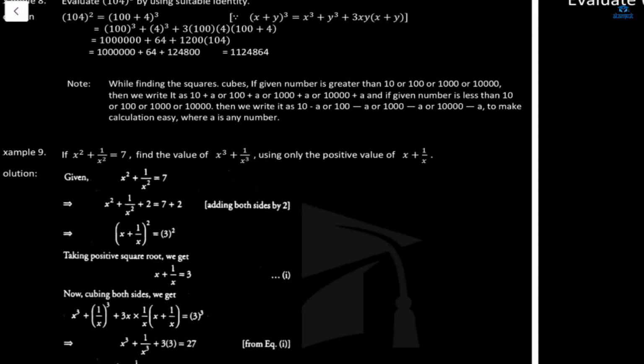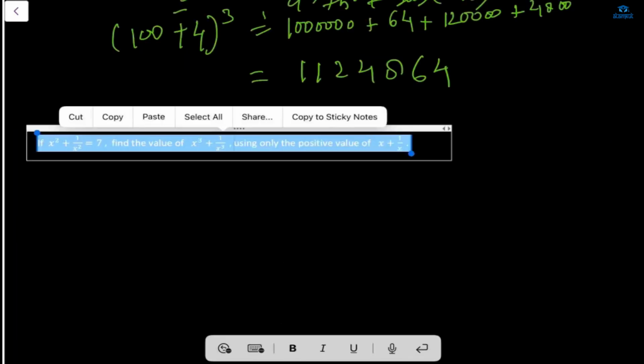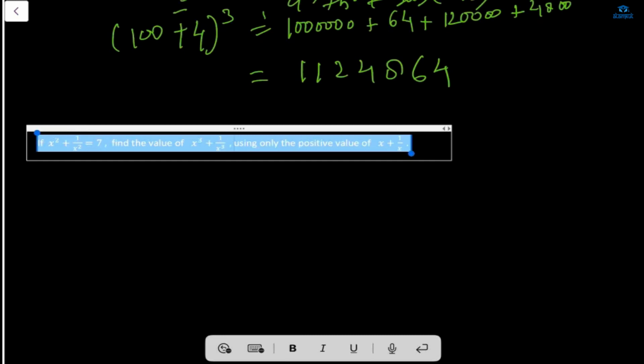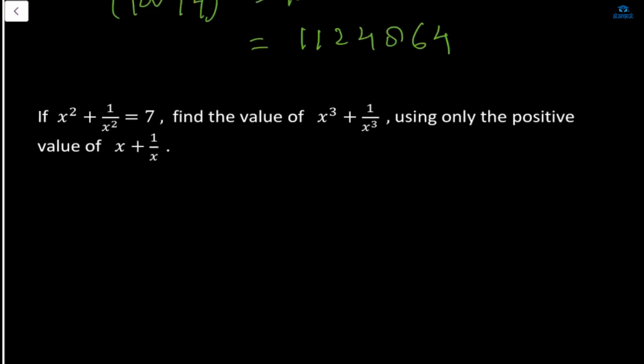Now try to do this one. Actually, you will be having your test now, so I thought I will take the class. Now, if x squared plus 1 upon x squared is equal to 7, find the value of x cube plus 1 upon x cube by using only the positive value of x plus 1 upon x. So what is given, you have to relate it to find this.